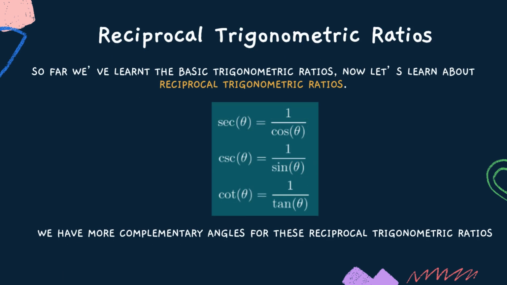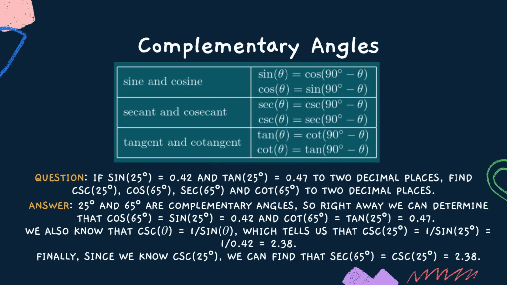So far we've learned the basic trigonometric ratios. Now let's learn about reciprocal trigonometric ratios. These reciprocal ratios are sec theta, which is the reciprocal of cosine theta, cosecant theta is the reciprocal of sine theta, and cot theta is the reciprocal of tan theta. We also have complementary angles for these reciprocal trigonometric ratios. The complementary angles for all trigonometric ratios are here. Take a look at them and try to understand them.